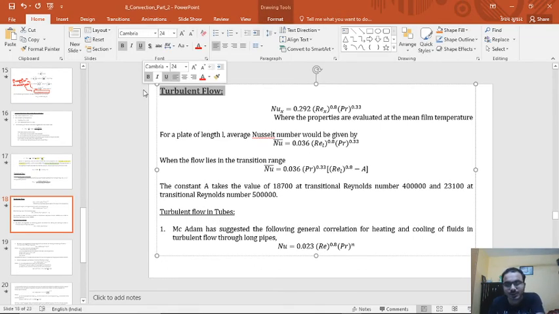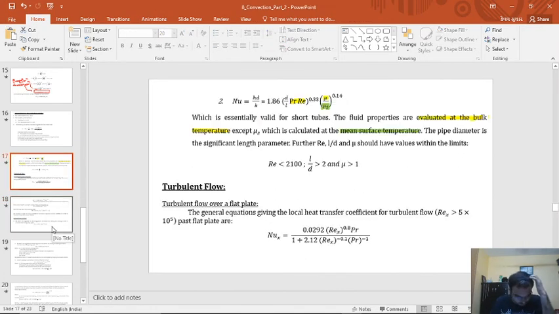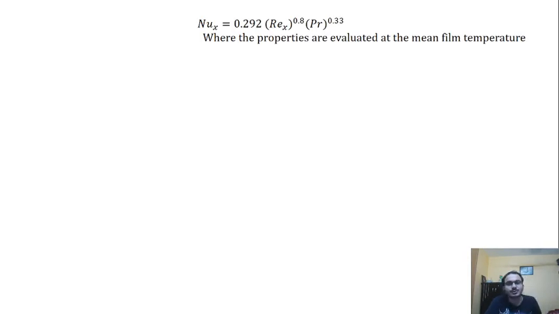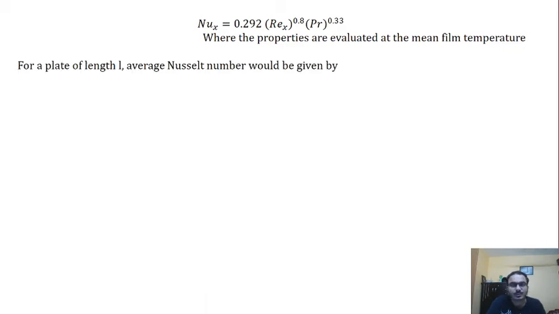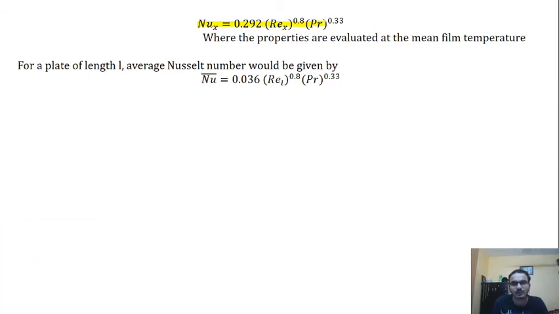This is only in continuation, this is not a separate title. This is one of the formulas. Out of these two you can apply any of them. So here Nux is given by this formula, where properties are evaluated at mean film temperature, and for the plate length L, the average Nusselt number is given by these empirical correlations. So I am only highlighting them, which will be available in the heat transfer data book also.